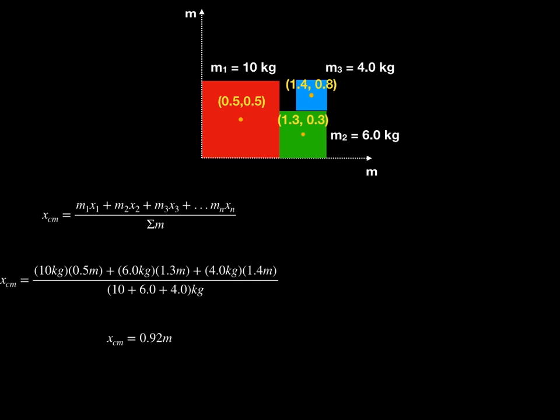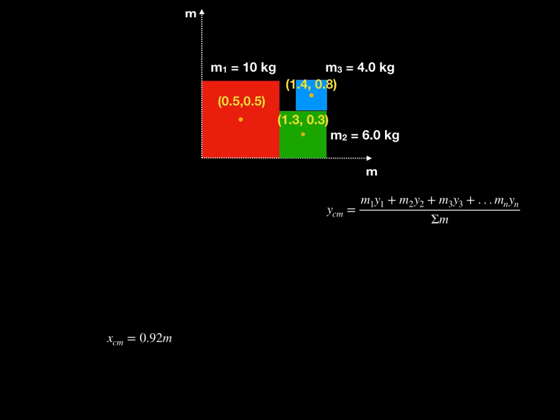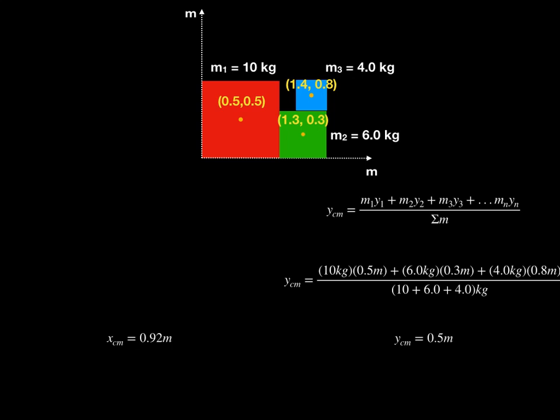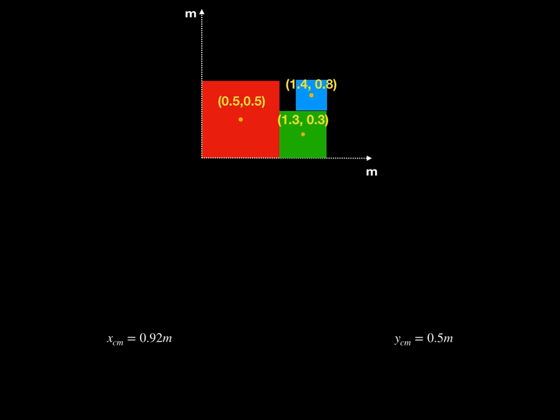The y center of mass looks similar, except we exchange the x coordinates for y coordinates. Doing the same thing yields a y center of mass of 0.5 meters, giving the new system a combined center of mass at 0.92, 0.5.